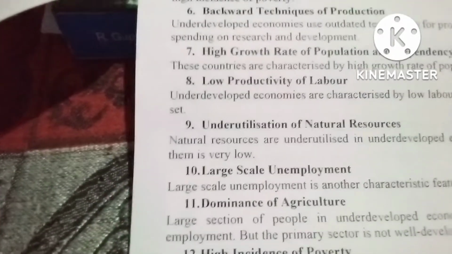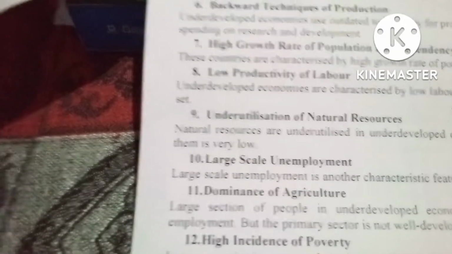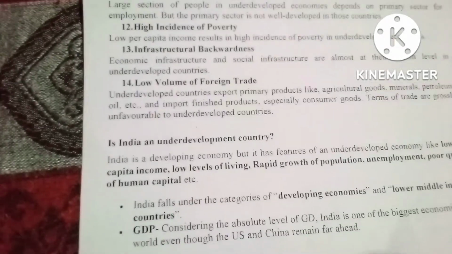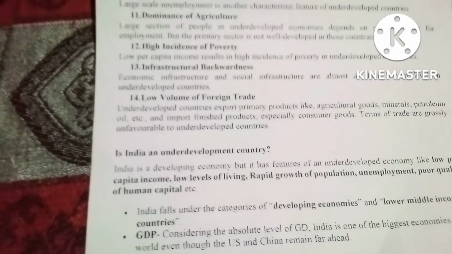Low rate of capital formation, backward techniques of production, high growth rate of population and dependency burden, low productivity of labor, underutilization of natural resources, large scale unemployment, dominance of agriculture, a high incidence of poverty, infrastructural backwardness, and low volume of foreign trade. Underdeveloped countries export primary products like agricultural goods, minerals, petroleum, oil, etc., and import finished products, especially consumer goods. The terms of trade are mostly unfavorable to underdeveloped countries.